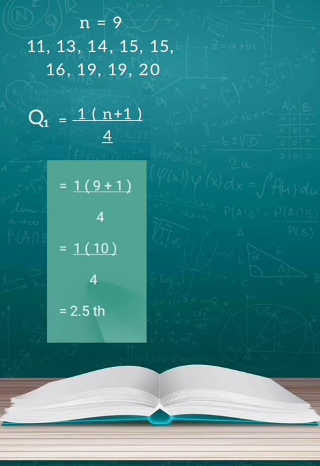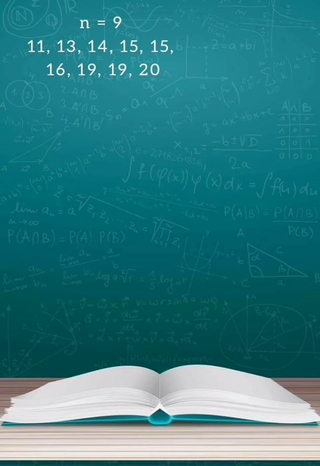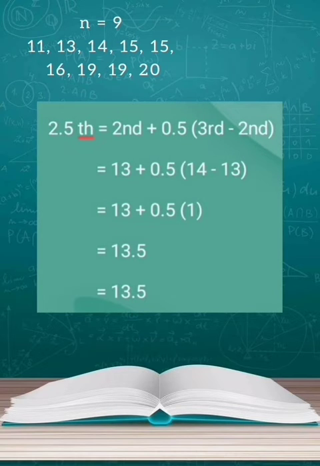We are going to find the value of the 2.5th term. Thus, the 2.5th term equals the second term plus 0.5 multiplied by the third term minus the second term, equals 13 plus 0.5 multiplied by 14 minus 13, equals 13 plus 0.5 multiplied by 1, equals 13.5. So, the first quartile is 13.5.